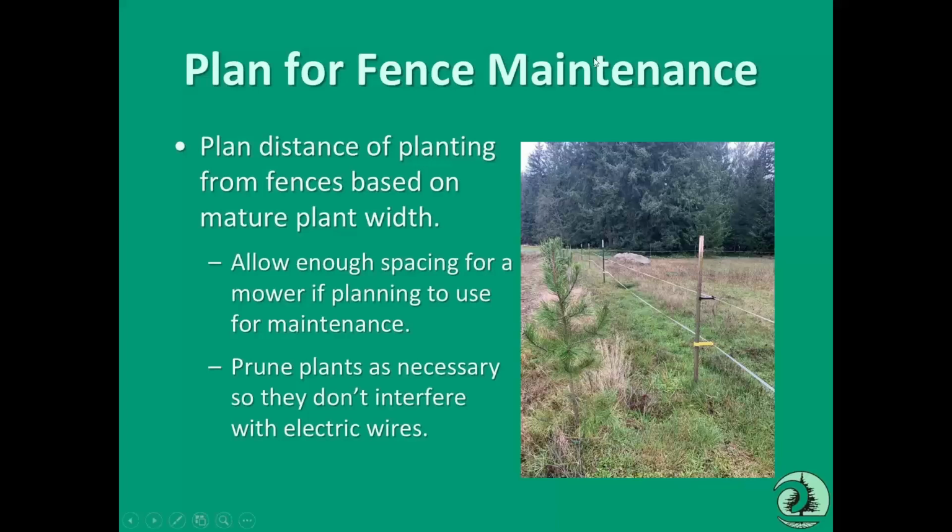So the other thing with planting native plants is to make sure you plan for fence maintenance. You're going to want to figure out the distance that your mature plant will need to be away from the fence in order to not interfere with it. You're going to want to also allow enough space for a mower if you're planning on using a mower to maintain between the fence and the planting, and give yourself a good width there to be able to do that maintenance. And then also, especially with electric wires, make sure that you prune any plants back so that they're not touching those electric wires and shorting them out.